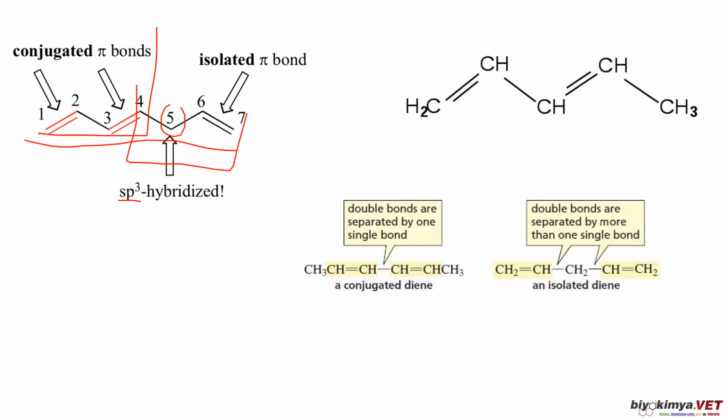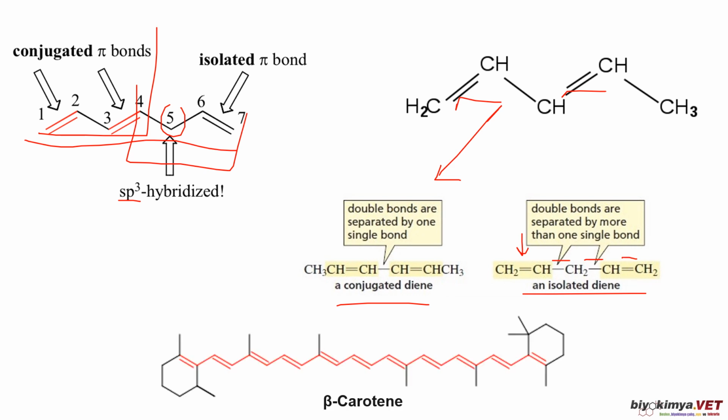And this is another diene, a conjugated diene, actually, this one. A conjugated diene: double, single, double, single. And here an isolated one. As you see, the double, then single, single, and double. And here the famous conjugated system, beta-carotene, a precursor of vitamin A.